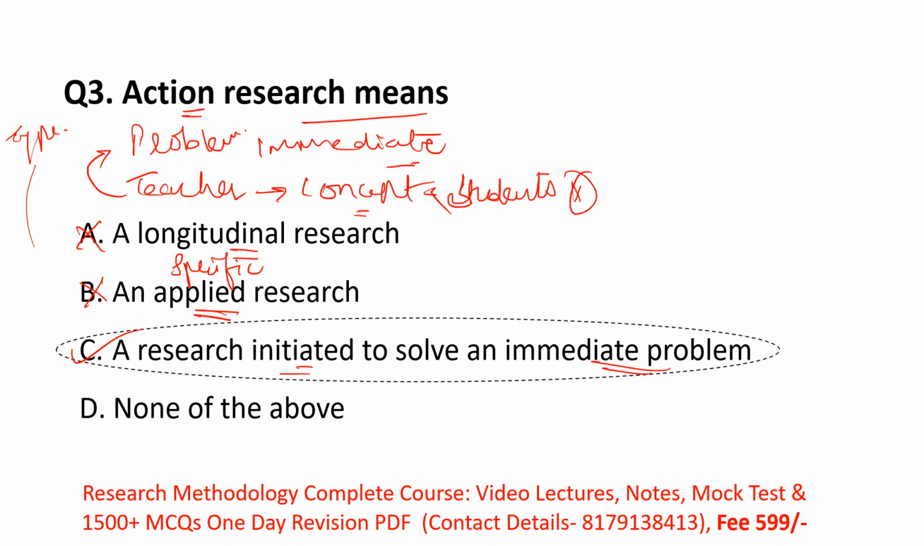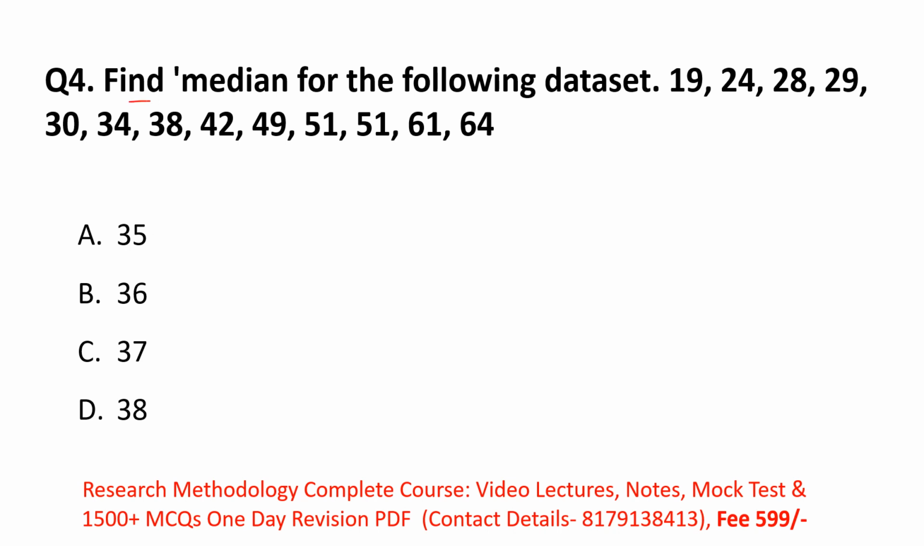Next question. So question 4 here is: find median for the following data set: 19, 24, 28, 29, 30, 34, 38, 42, 49, 51, 51, 61, and 64. The same data set. So here they are asking the value of median. We have seen mode. Mode means the number that occurs the highest number of times in your data set.